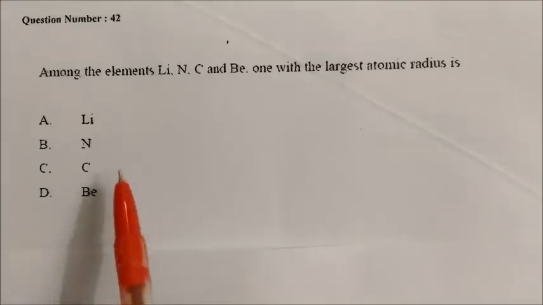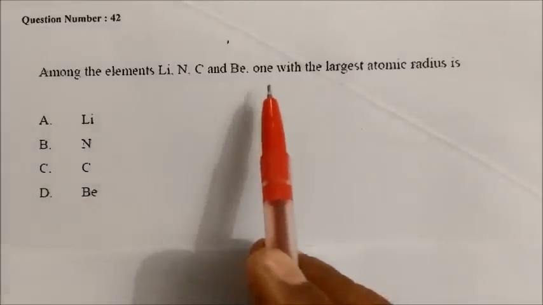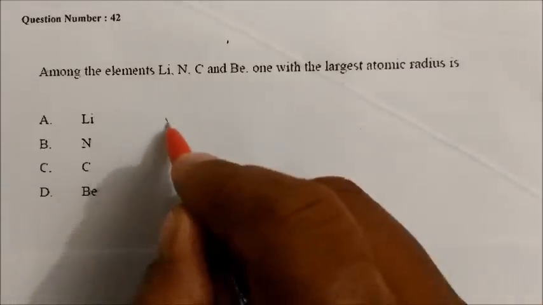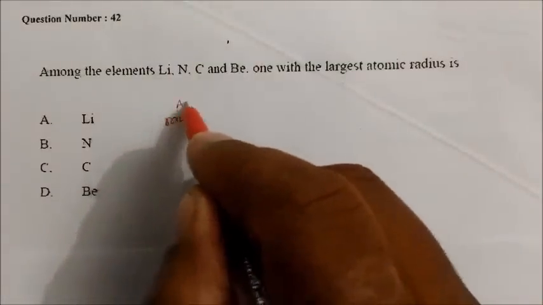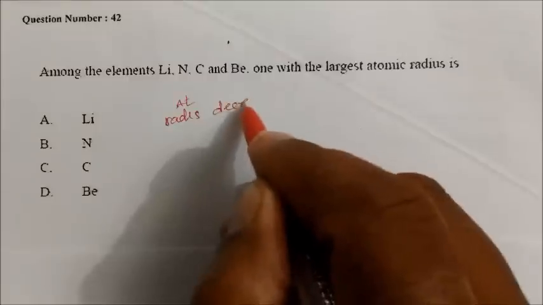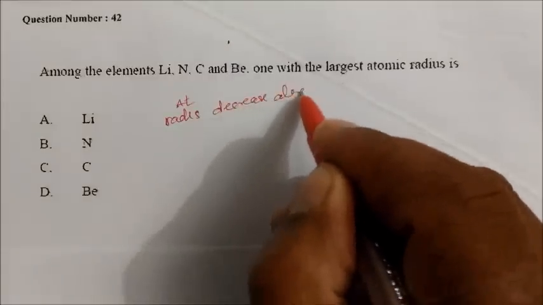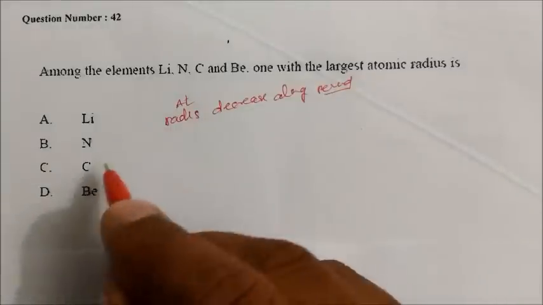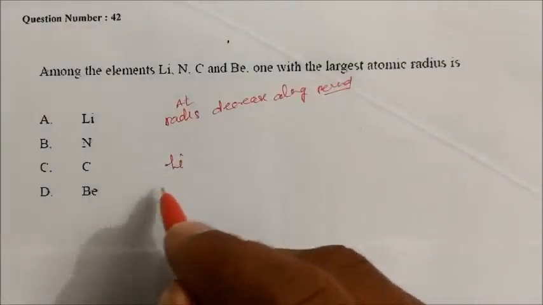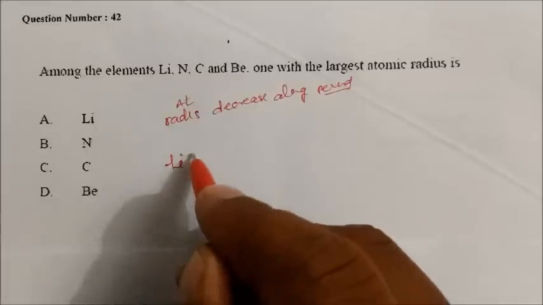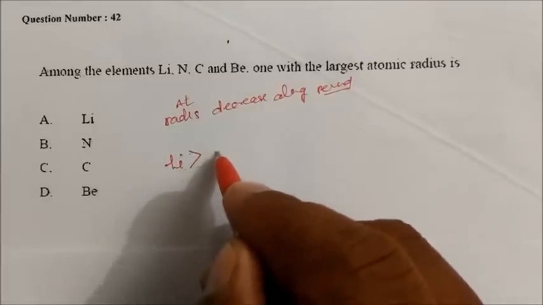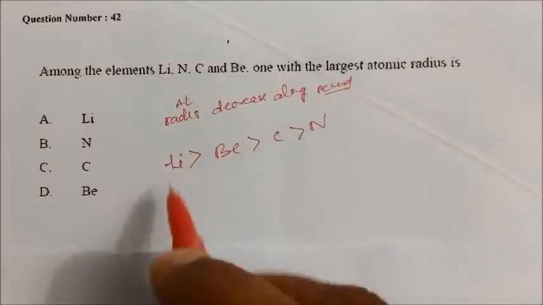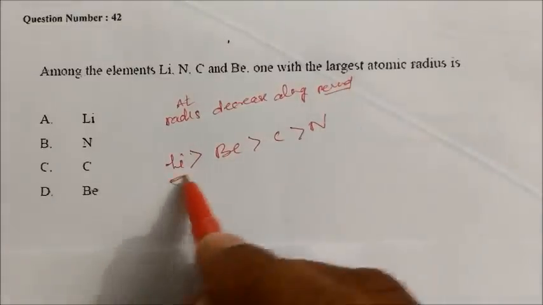Among the elements lithium, nitrogen, carbon, beryllium, which has the largest atomic radius? We know that atomic radius decreases along the period. Why? Because the effective nuclear charge increases. Along the period, lithium is on the left-hand side, so it has the largest radius, followed by beryllium, then carbon, then nitrogen. So which has the largest atomic radius? Lithium.